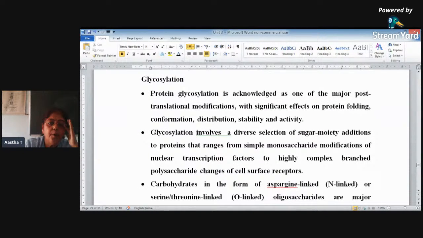Glycosylation is again one important post-translational modification, and it has various effects on the folding of proteins, the conformation of proteins, the stability of protein, the activity of protein.